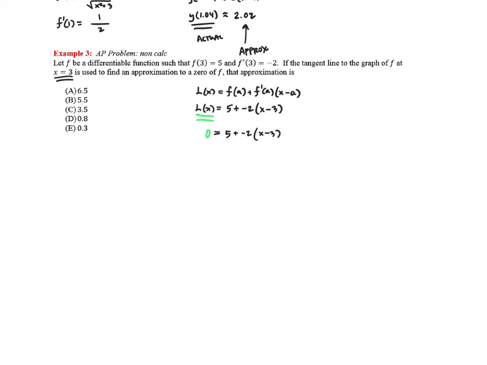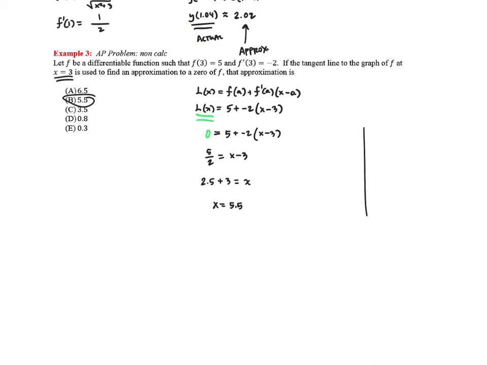What we want to do is solve for an x value such that the tangent line crosses the x-axis. All right, so I'm looking for an x-intercept. Let's subtract 5 and divide by -2. So that'll be 5/2 is equal to x minus 3. I'm going to add 3 to 5/2. So 2.5 plus 3 equals my x value. So x would equal 5.5.